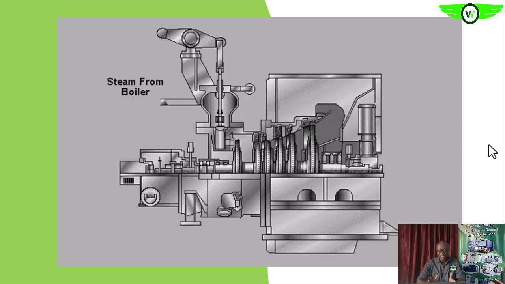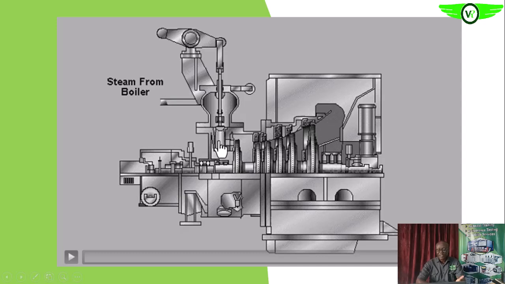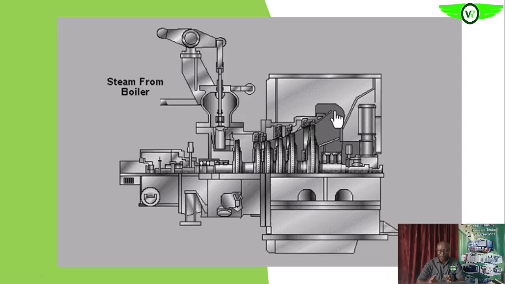So look at your screen now. We want us to focus. This is the intake, okay, and here we have the governing system, okay. Then this is the steam chest, which administers steam into the turbine. This is the first stage, okay. So all of these constitute the intake system, then it goes through the turbine itself and then is exhausted. Are we getting it?